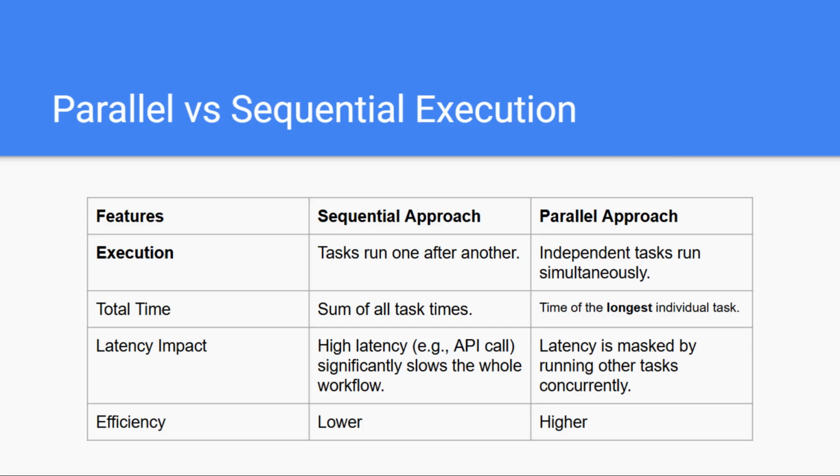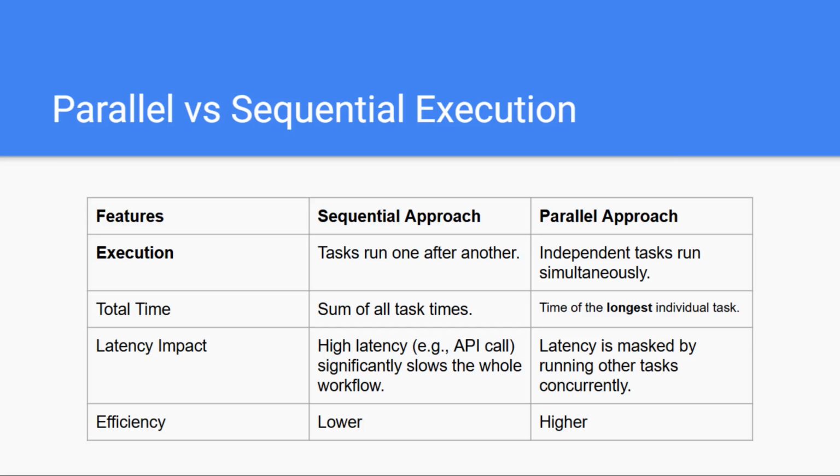So by executing the independent search and summarization tasks concurrently, the parallel approach drastically reduces the overall execution time while still producing the exact same high quality final result. This optimization is crucial for building responsive and effective systems, especially those frequently interacting with external services that introduce latency. Like I said, the parallel approach reduces total execution time by performing independent tasks at the same time while producing the same final result.